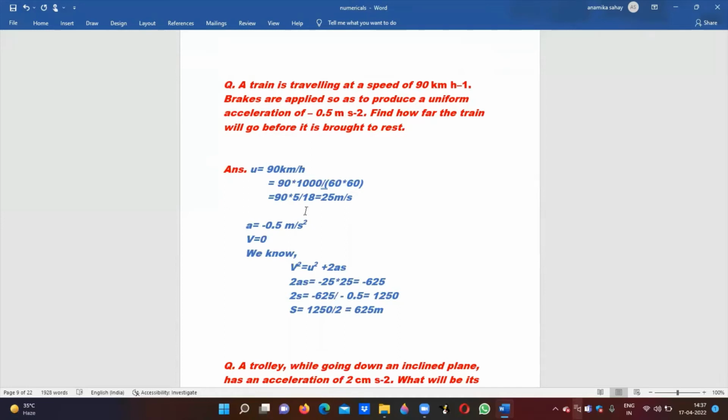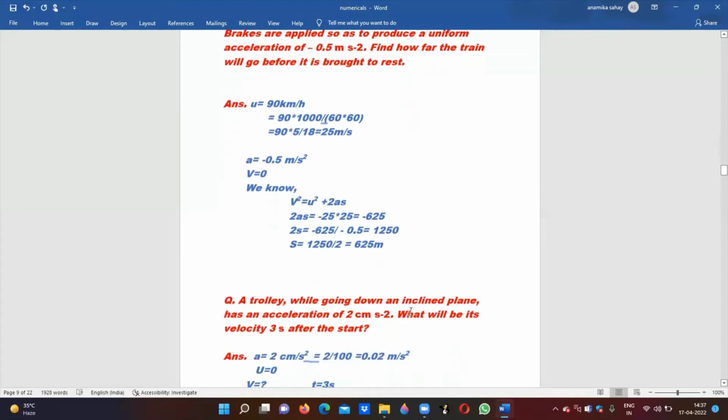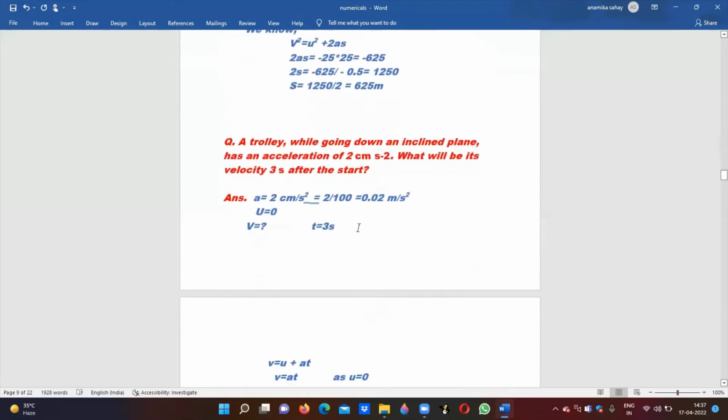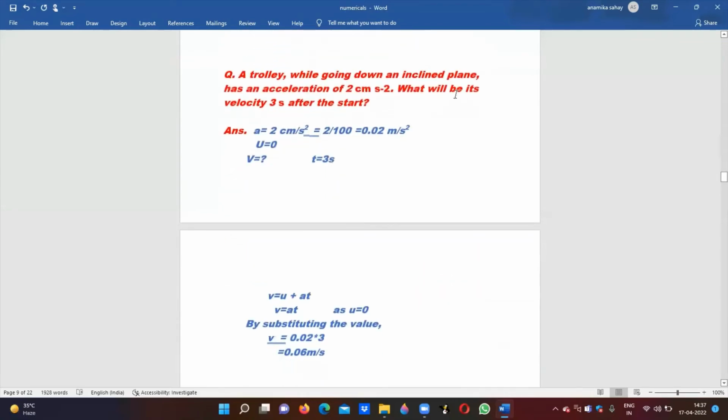Okay, u is 90 km per hour, converted into meter per second, 25 meter per second. Acceleration is also given, final velocity is also given. We know v square is equal to u square plus 2as. By substituting the numbers, we will find the answer. That is 625 meters. A trolley, while going down an inclined plane, has an acceleration of 2 centimeters per second square. Now, 2 centimeters per second square. What will be its velocity 3 seconds after the start? Okay. Acceleration is given.